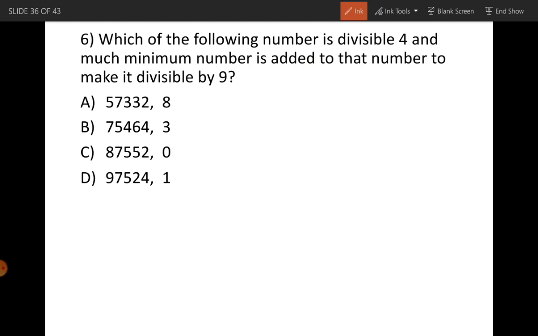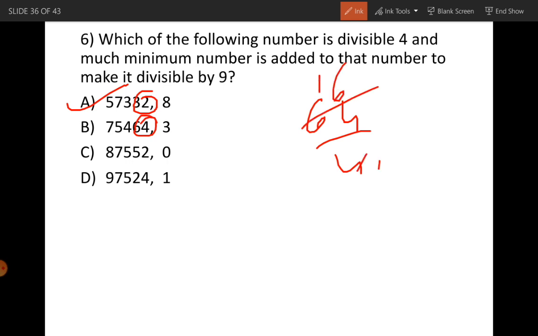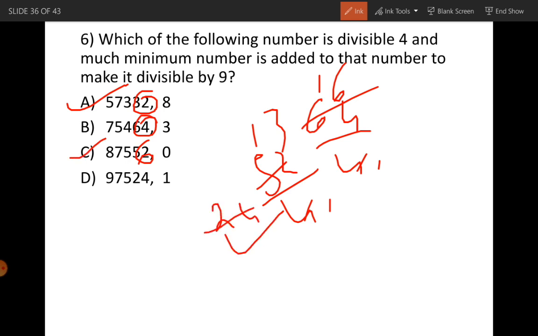32 is divisible by 4. And 64 is also divisible by 4, 4 sixteens. And 52 is also divisible by 4, 4 thirteens. And 24 is also divisible by 4. So all the numbers are divisible by 4.